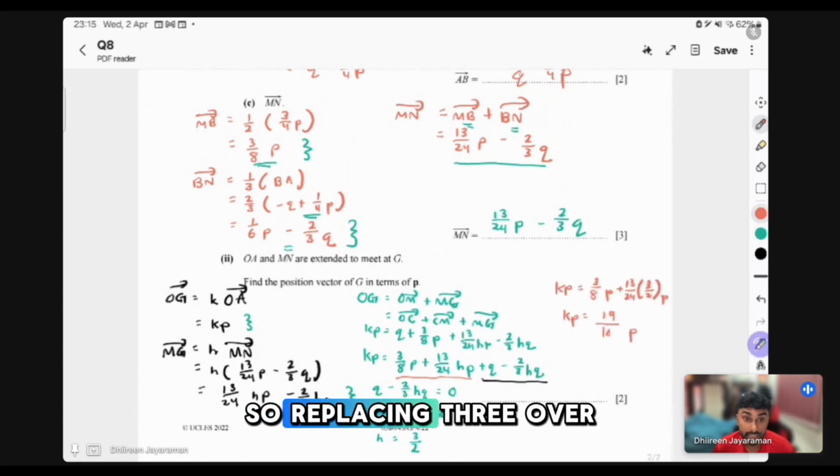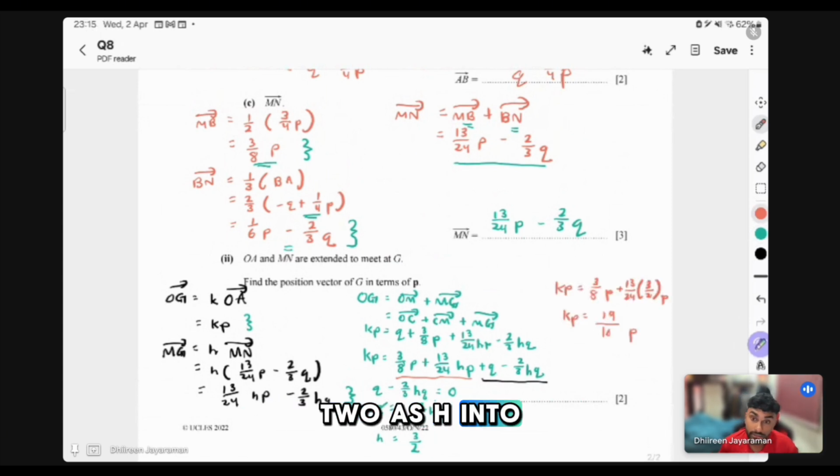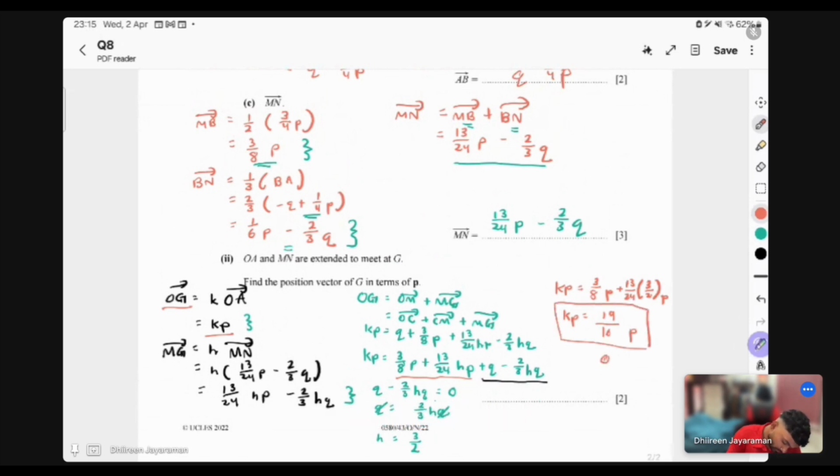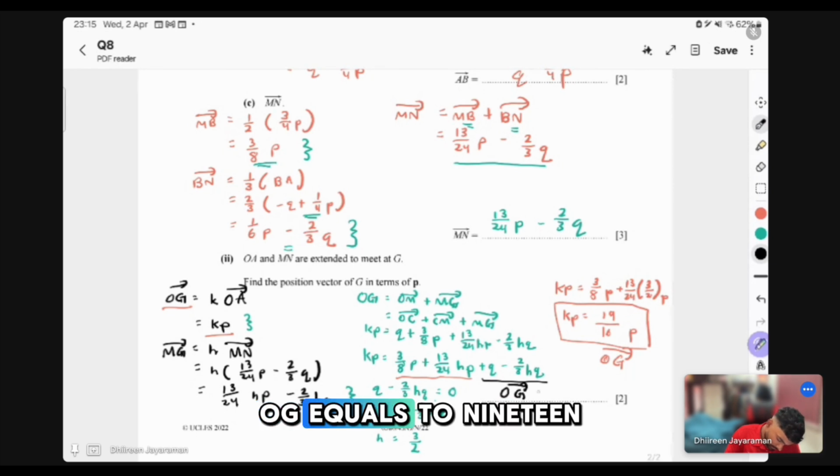Replacing 3 over 2 as h into your equation of kp, you will get kp equals 19 over 16 p. And what we stated before is OG equals kp. So this is OG. So your final answer: OG equals 19 over 16 p.